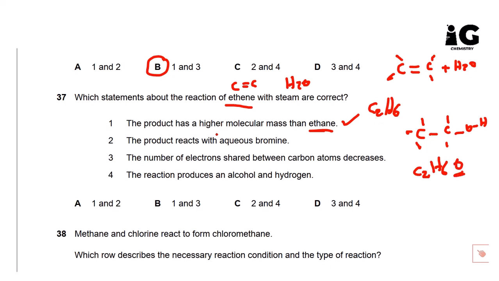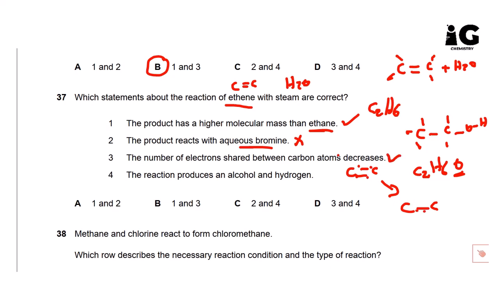Number 2, the product reacts with aqueous bromine. So actually, the product cannot react with aqueous bromine because the double bond is not here. Once the double bond is broken, it will not react with aqueous bromine because it's saturated now, not unsaturated. You know the test for bromine is for unsaturation. Number 3, the number of electrons shared between carbon atoms decreases. Yes, because it was before C double C, and after the reaction, it becomes C single C. So of course, it was 4 electrons between them, 1, 2, 3, 4. Now it's only 2. So this is true.